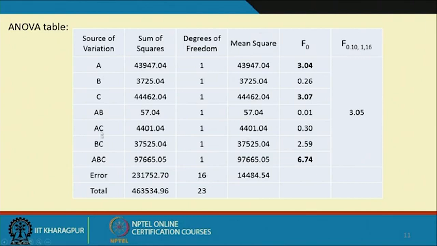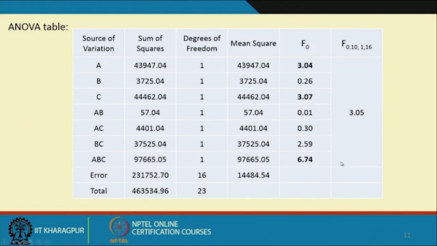Here, for the model parameters, the sum of squares and mean square will be the same because there is only 1 degree of freedom. But the error mean square will be reduced because there are substantial degrees of freedom available for error. And then find out the F0. F0 is nothing but the mean square of that source or effect divided by the mean square error. For example, F0 for A is 43947, this value divided by this value will give you 3.04.